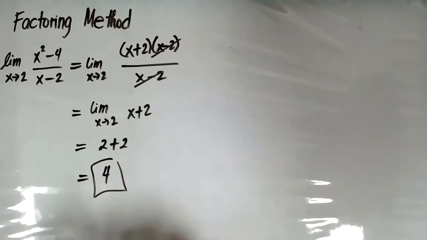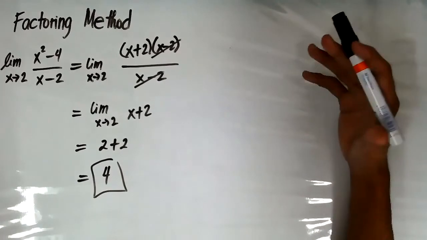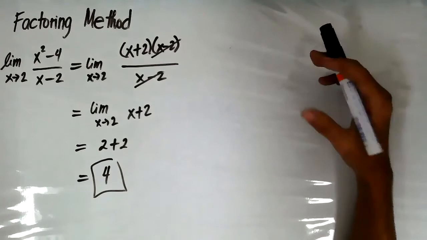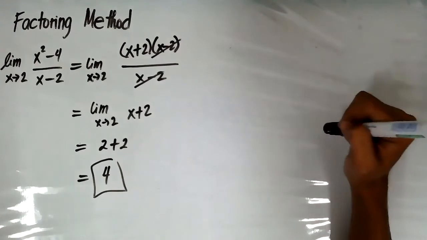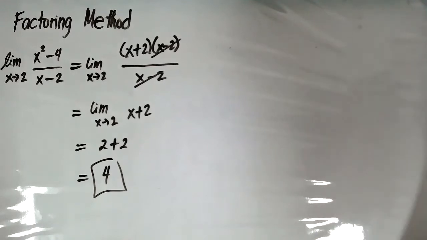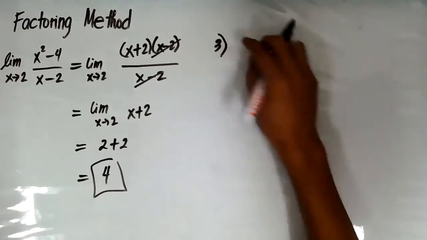Alright? So sir, bakit hindi po conjugate ang ginamit natin? Now, we can't use the conjugate here because it will just make things more complicated. If we use the conjugate, make sure there is a radical in your function. So let's have another example where we have a radical.